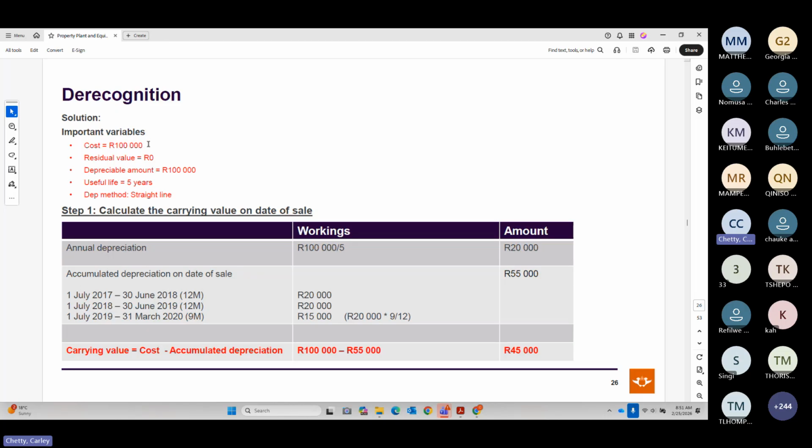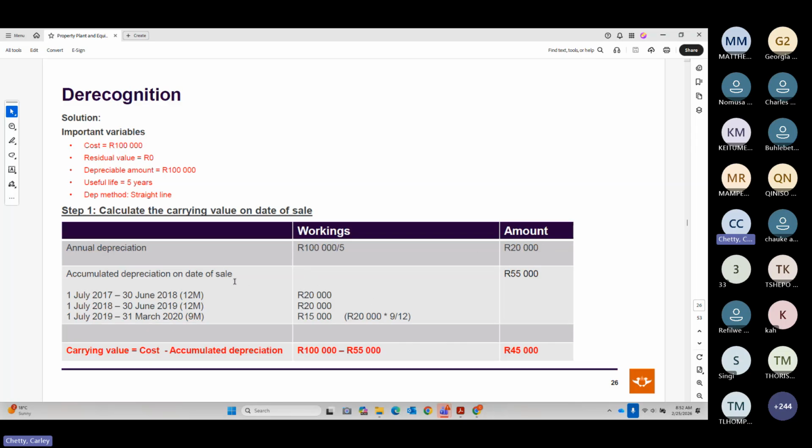We were told that the cost is 100,000 Rand and the residual value is 0. The depreciable amount is 100,000 Rand and the useful life is 5 years. And we were told that the depreciation method is straight line. So we want to work out the annual depreciation. We take the cost of 100,000 Rand divided by 5 years, and this gives us the annual depreciation of 20,000.